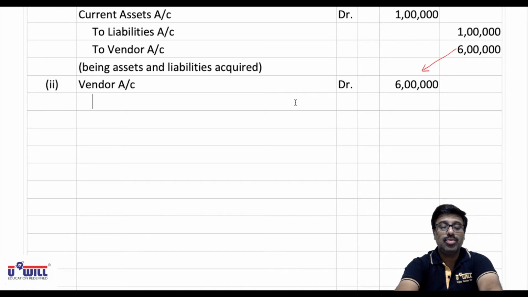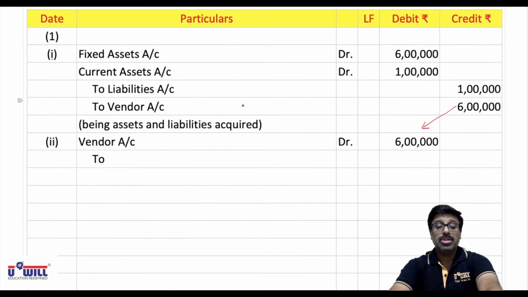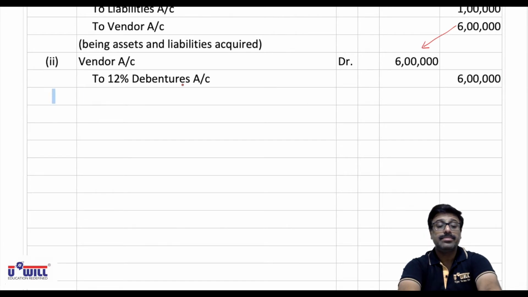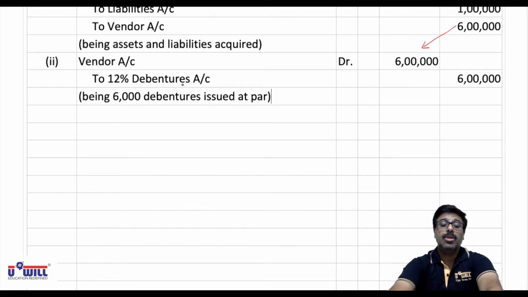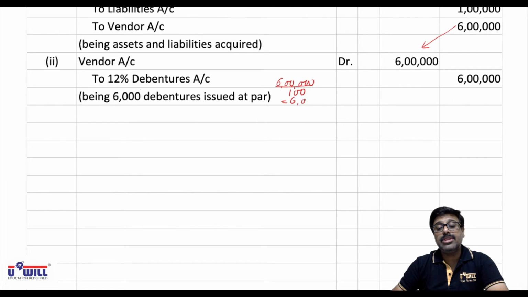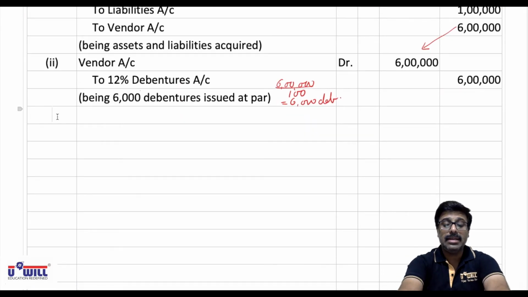And to. Now, is the rate of interest mentioned? 12% debentures are issued. So, debentures are payable, credit the payables to 12% debentures account 6 lakhs. Being, now 6 lakhs we have to pay, so divide by 100. You can say 6,000 debentures issued at par. Okay, how did you get this 6,000 debentures? 6 lakhs divided by 100. Here we have not done any workings, but 6 lakhs we have to pay. Issue price is 100 at par. So 6,000 debentures would be issued, just for your understanding. Okay. So first situation is completely done. Now we take up the second situation.